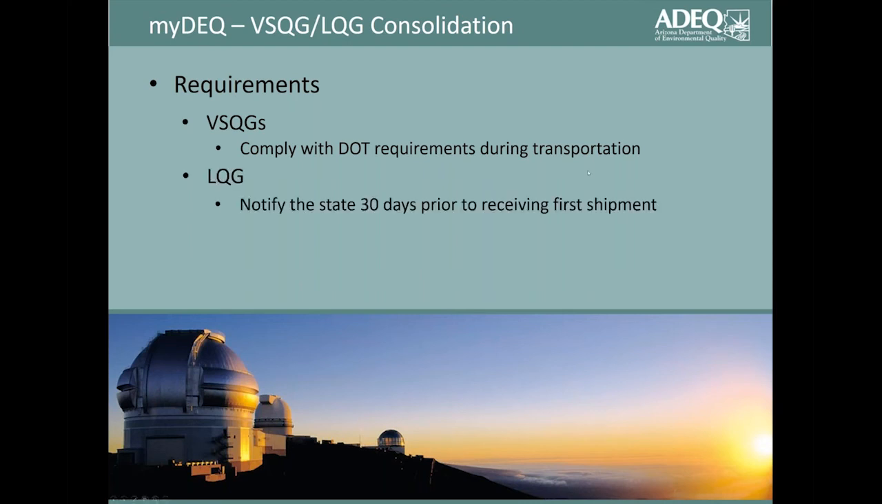For the LQG, you need to notify the ADEQ 30 days prior to receiving the first shipment from the VSQG. This means that the request to consolidate would have to be submitted through MyDEQ 30 days before receiving the first VSQG waste shipment. The LQG should also retain shipping records from the VSQG site for 3 years, and this is the same amount of time that the site would need to retain the hazardous waste manifest.